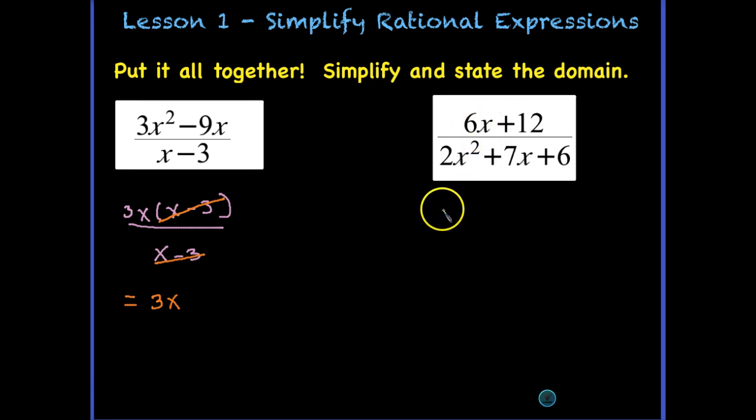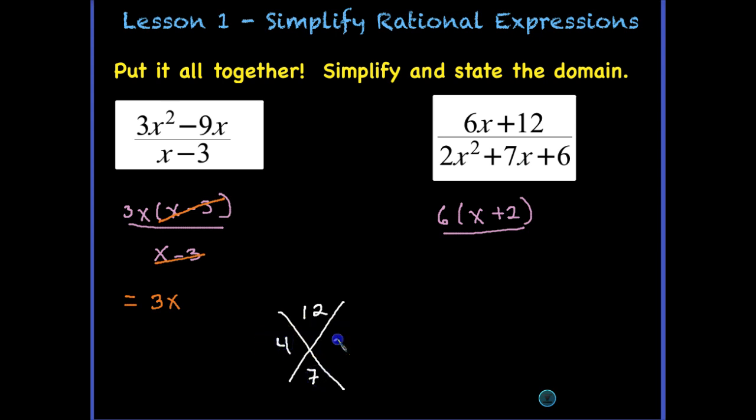So in my numerator, you should have factored out a 6 and been left with x plus 2. And then in the denominator, we have a quadratic. So hopefully you made your x, and in the top of your x, you did 2 times 6, which was 12, and in the bottom, you did 7. And then you put a 4 and a 3 here. 4 times 3 is 12, and 4 plus 3 is 7, in order to factor out our quadratic.